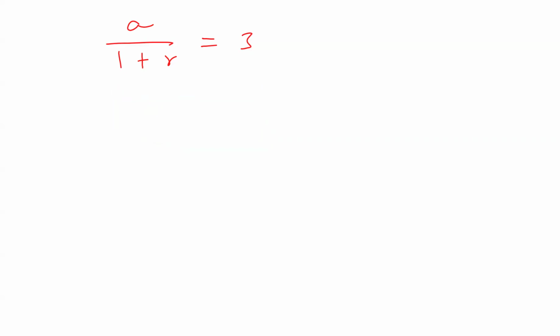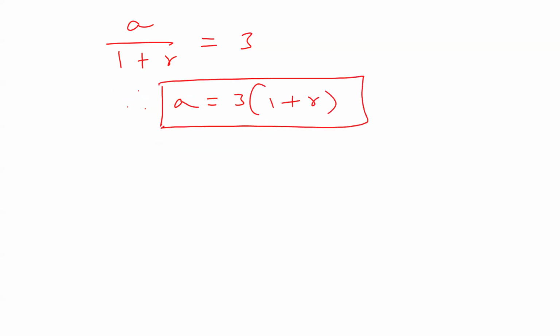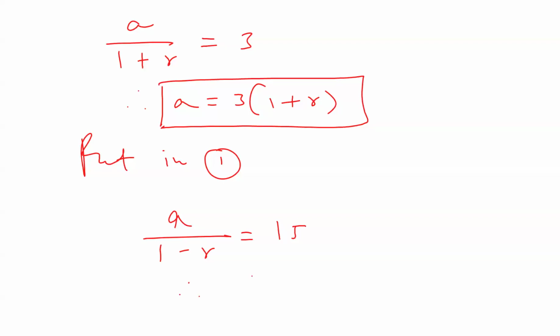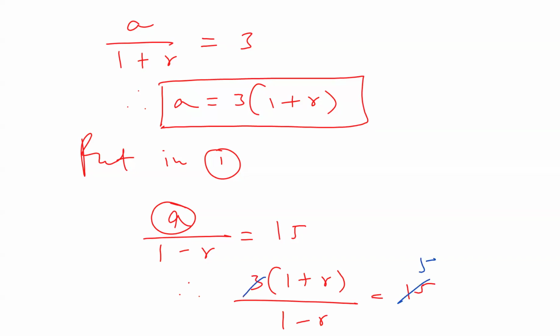Therefore, A is equal to 3 into 1 plus R. Put in equation number 1. Now, what is 1? A upon 1 plus R, 1 minus R is equal to 15. Put the value of A. 3 into 1 plus R, replace the value of A, is equal to 15. 3 ones are 3, 3 fives are.